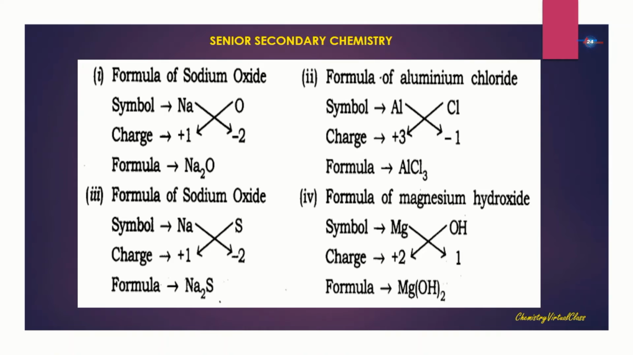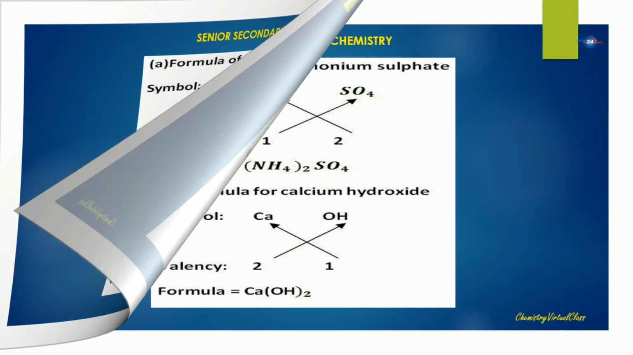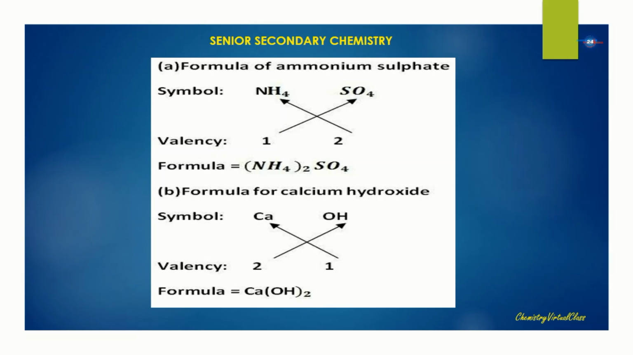Very, very, very important. Let us move on and write the chemical formula for ammonium sulphate. Now remember the ammonium radical. These are two radicals here. This compound has two radicals. It's made up of ammonium radical and sulfate radical, or ammonium ion and sulfate ion.